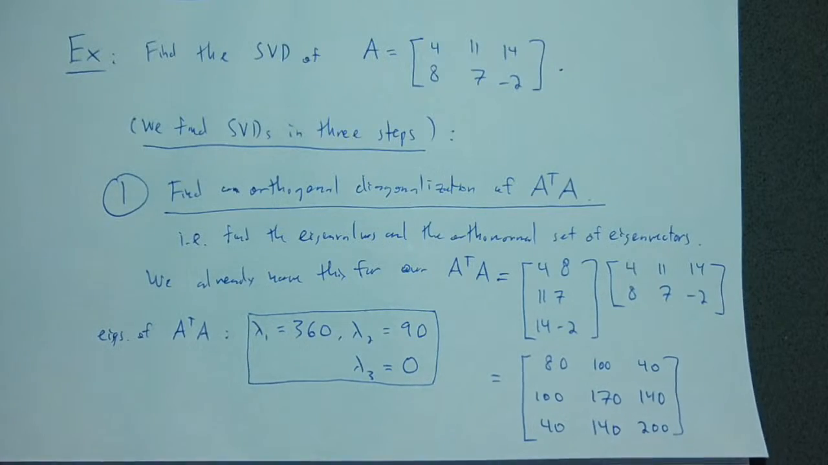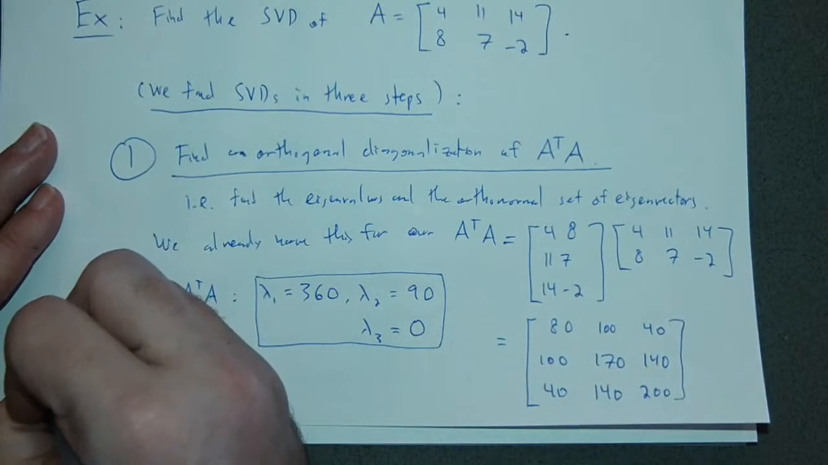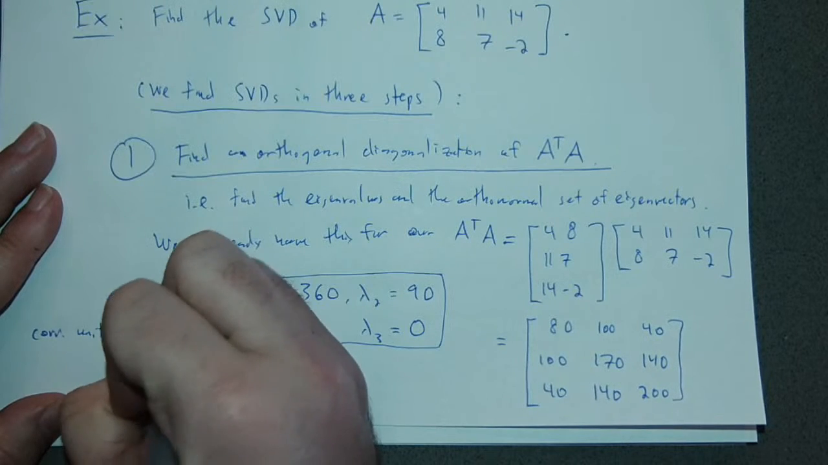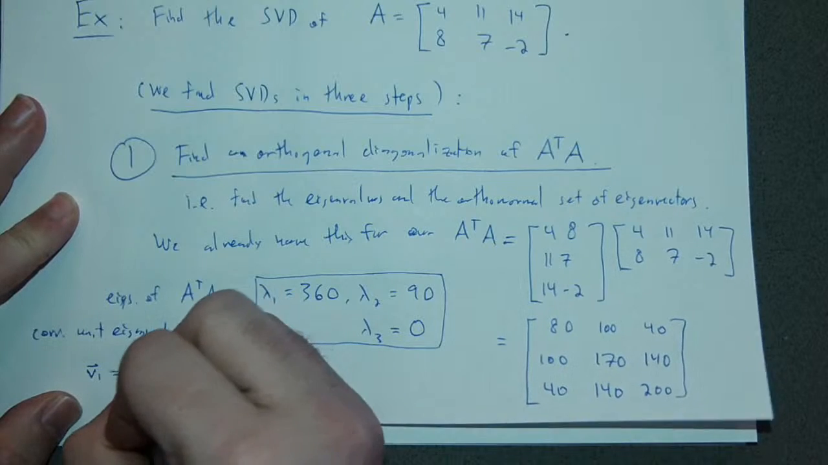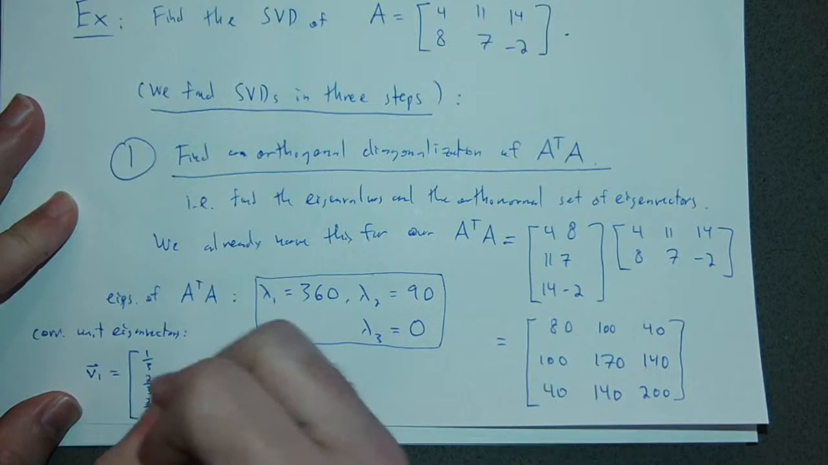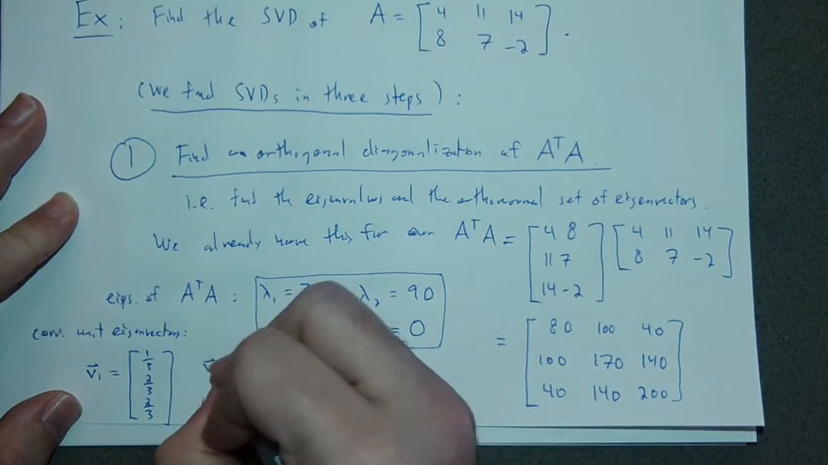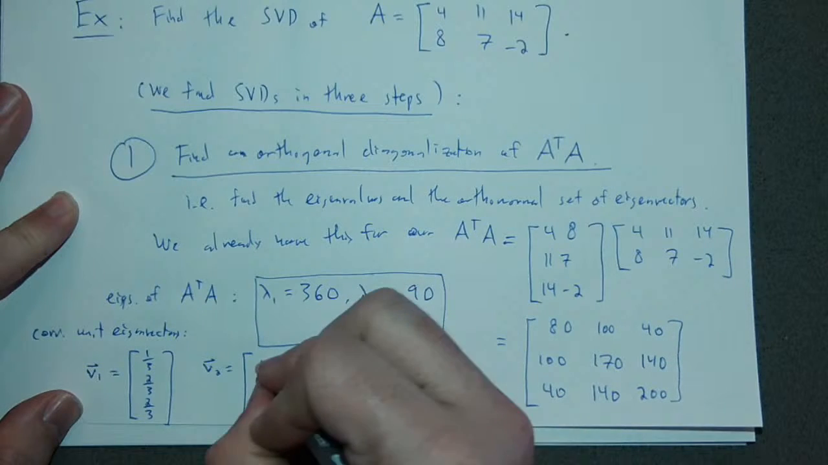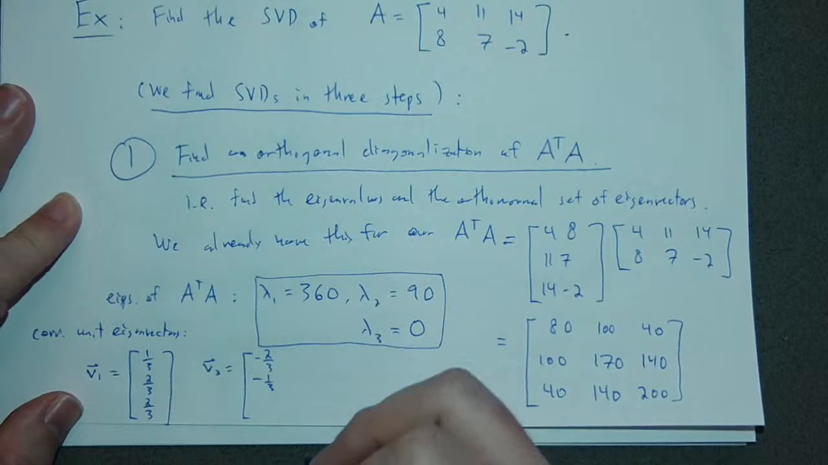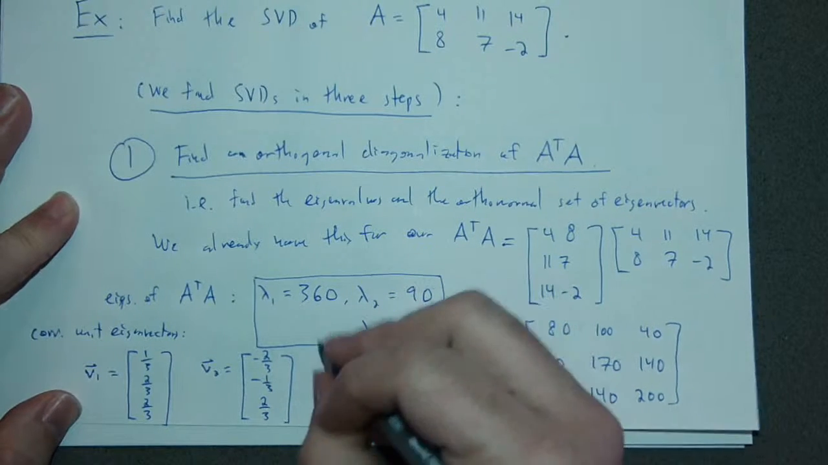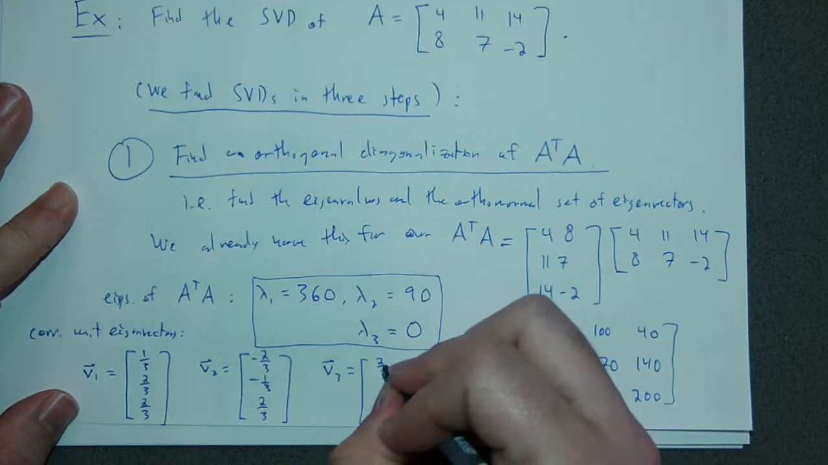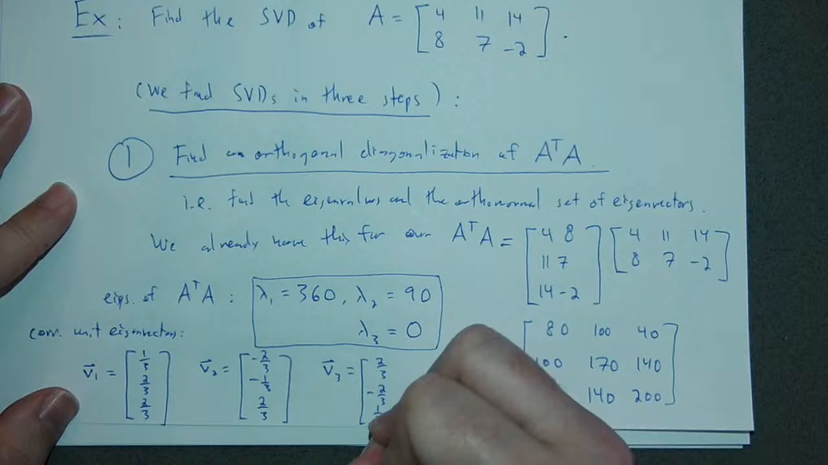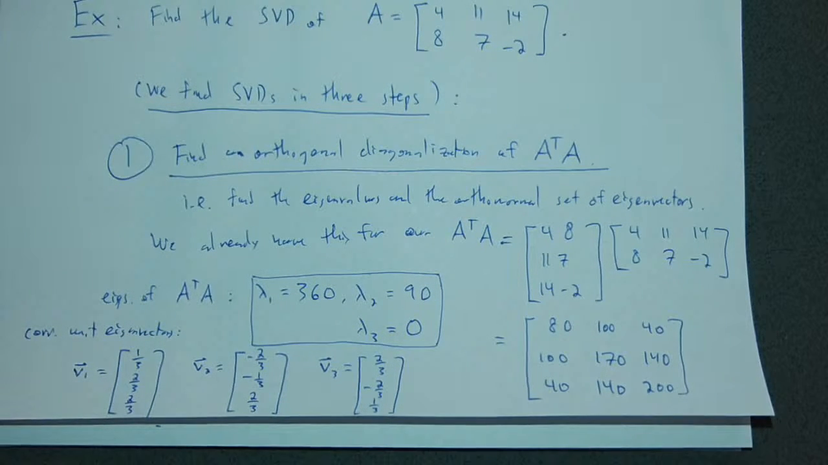Now, I need some unit eigenvectors to go with those. So corresponding unit eigenvectors. What are those? I have V1 associated to lambda 1. That is 1/3, 2/3, 2/3. That's V1. V2 is minus 2/3, minus 1/3, 2/3. And V sub 3, the one associated to 0, is 2/3, minus 2/3, 1/3. There you go.